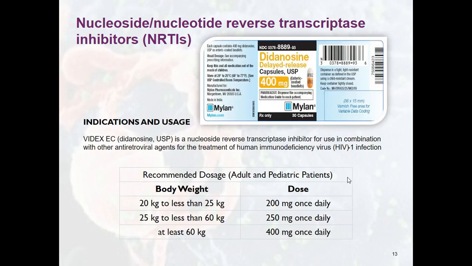So in our NRTIs, again, the didanosine, here's what a typical label will probably look like. It shows here the indications and usage for the Videx. It's, again, a nucleoside reverse transcriptase inhibitor. The recommended dosage for adults and pediatric patients is 200 milligrams once daily if they're 20 kilograms to less than 25. 25 kilograms to less than 60 kilograms is 250 milligrams once daily. And if they're at least 60 kilograms, it is 400 milligrams daily.